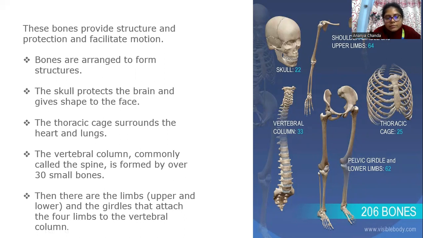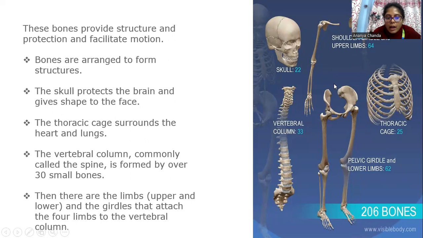Then comes the thoracic cage. So this is the thoracic cage which surrounds and protects what? The heart and the lungs. Then comes the vertebral column, which is mainly known as what? The spine, and is formed of what? 30 small bones.